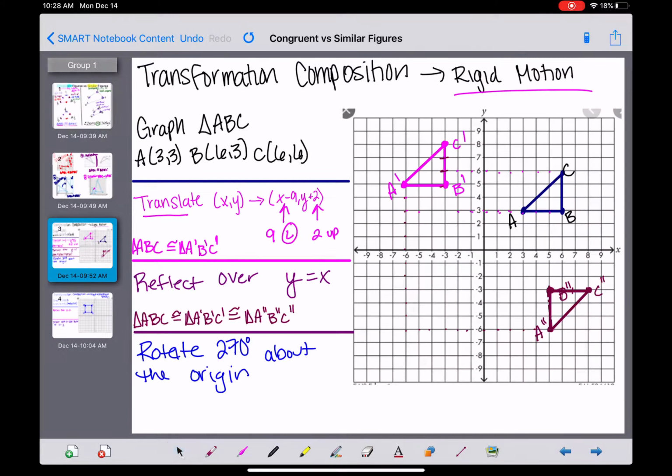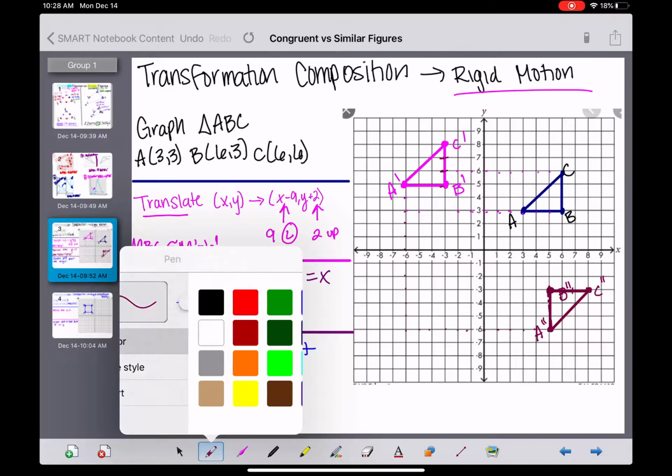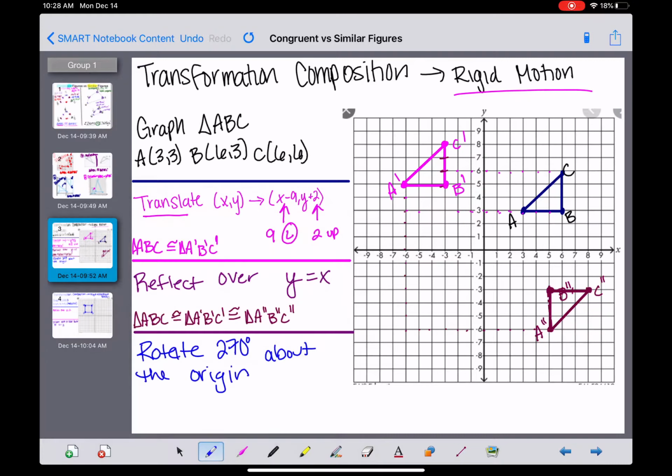The last thing we're going to do is rotate 270 degrees about the origin. When it doesn't state how many degrees you are rotating, it's always counterclockwise. So I look at my rotation rules, and my rotation rule for counterclockwise is (y, negative x). I think that it is easiest to write down our coordinates and then flip them.